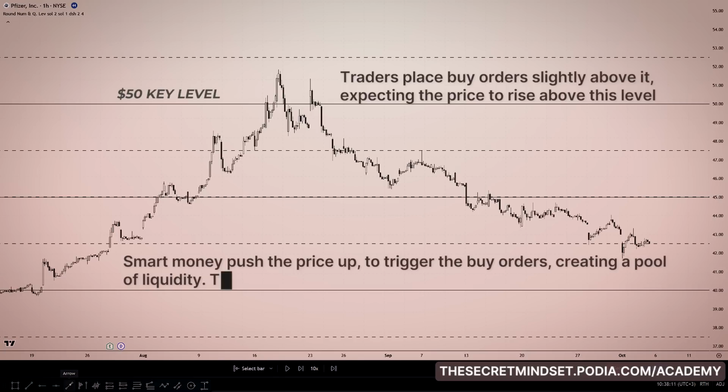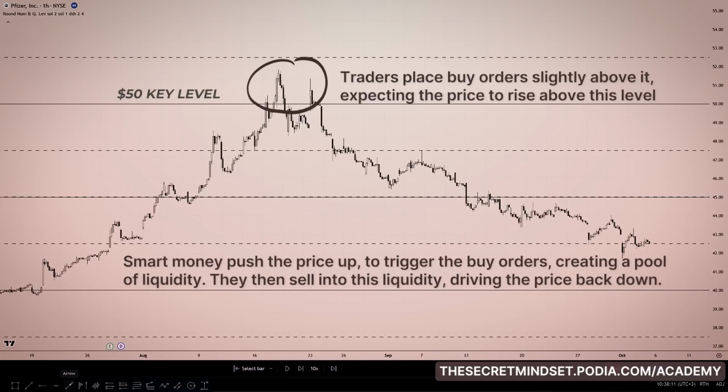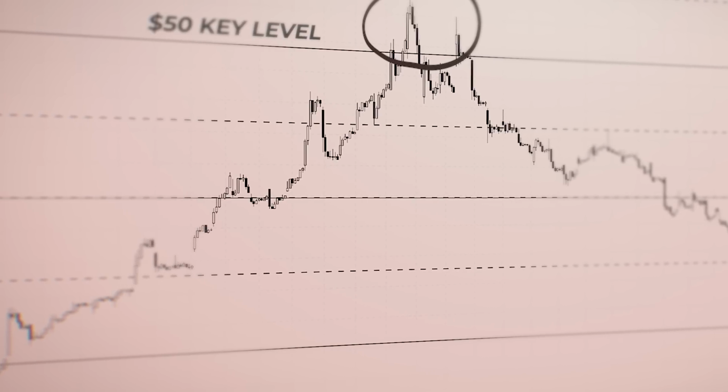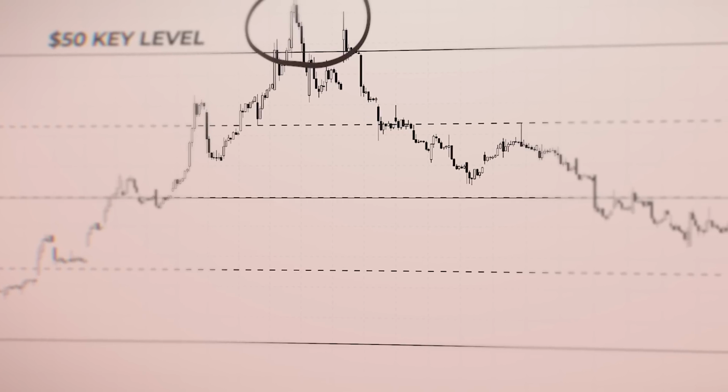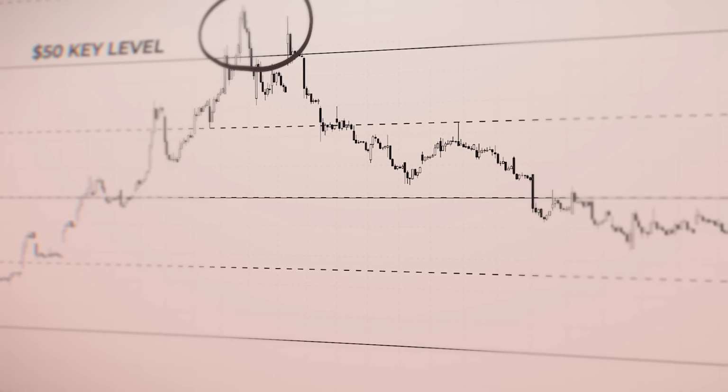The big boys might push the price up to trigger these buy orders, creating a pool of liquidity. They can then potentially sell into this liquidity, driving the price back down. Understanding all these liquidity zones and how smart money targets them is key. It helps you avoid common traps.